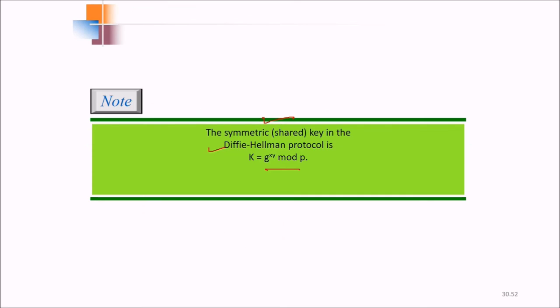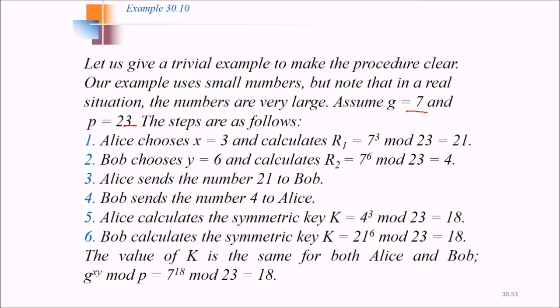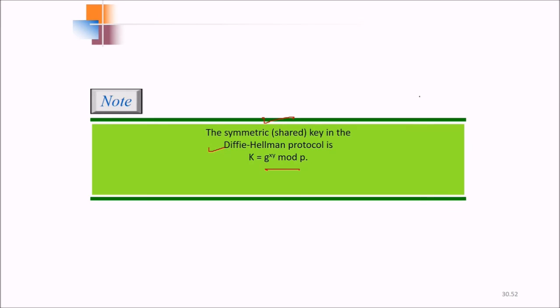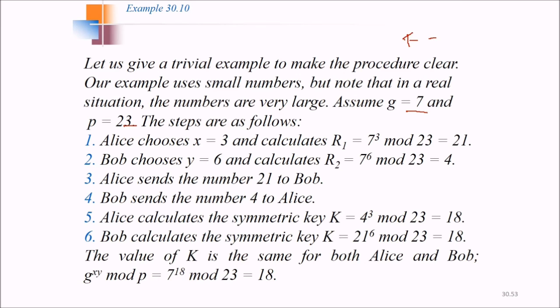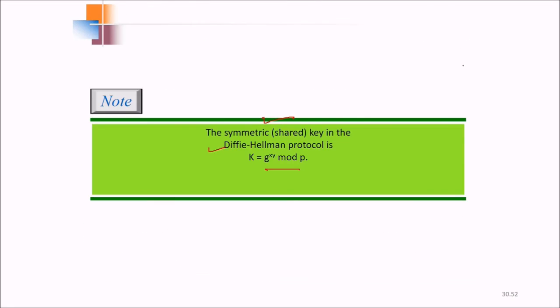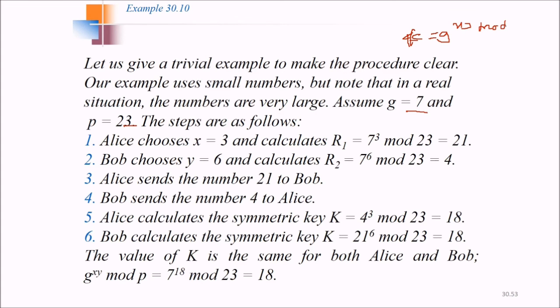See, K is G to the power xy mod P. Let me write it for you. K is equal to G to the power xy, and then we have mod P. So here we have G as 7, and P is 23. The steps are like this.